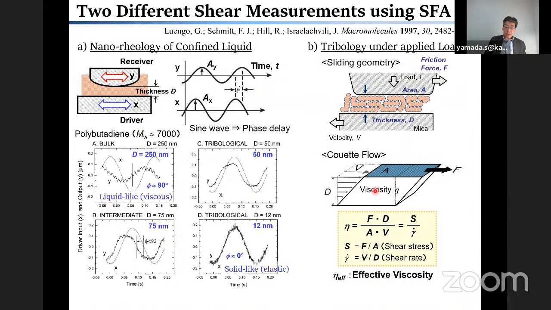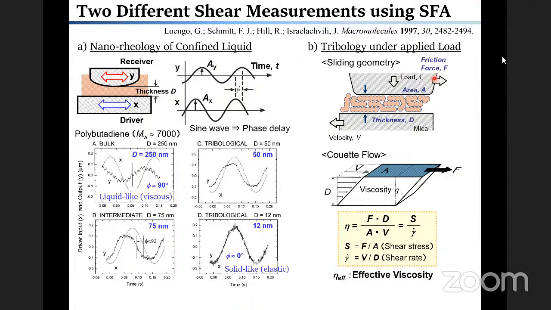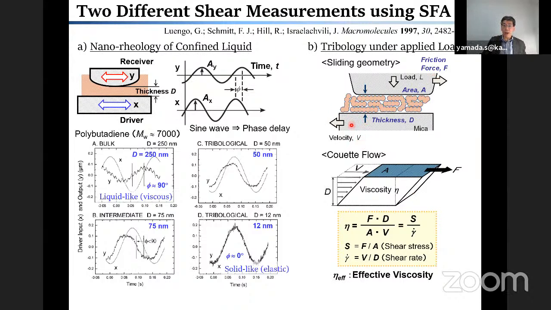SFA friction measurement has a unique benefit that cannot be obtained by other friction measuring techniques. As I already told you, SFA not only measures friction force, but also thickness D and area A by the observation of fringes of equal chromatic order. As you can see, the contact geometry, the sliding geometry, is exactly the same as the famous quick flow geometry.